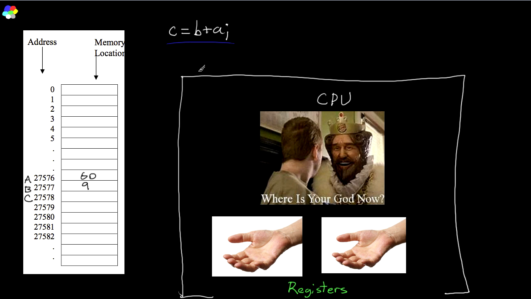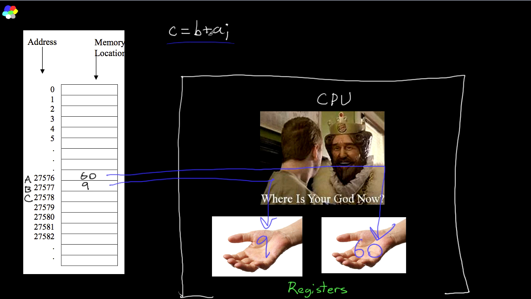So first, we're going to load the variable B into one of our registers. From the CPU's point of view, A, B, and C don't exist. It only thinks in terms of numbers. So it's going to be loading from address 27577 into this register here. And similarly, it's going to load from 27576 into this register here.